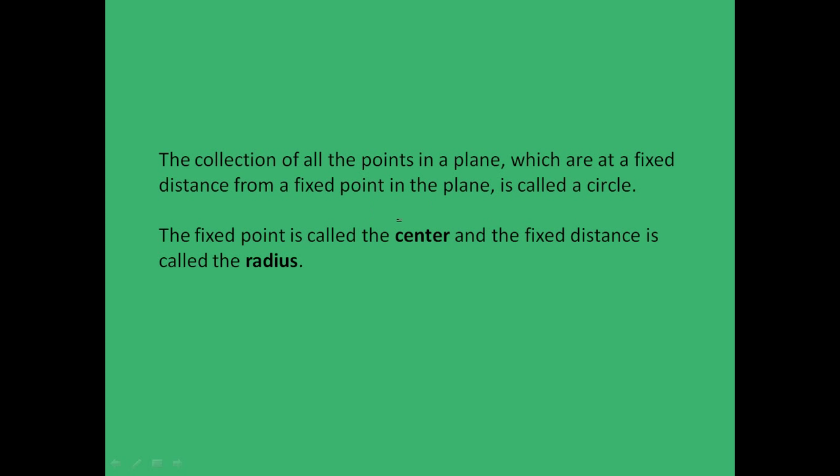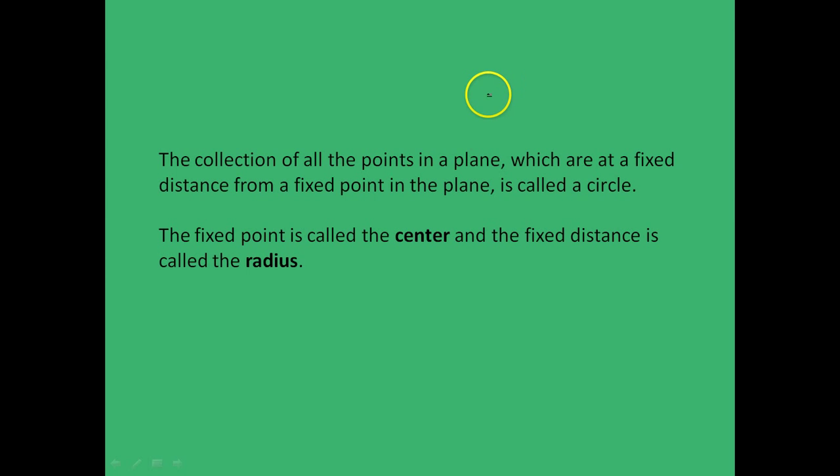So, the collection of all points in a plane which are at a fixed distance from a fixed point in a plane is called a circle. You can get a certain sense of this definition from the way you draw circles using a compass.